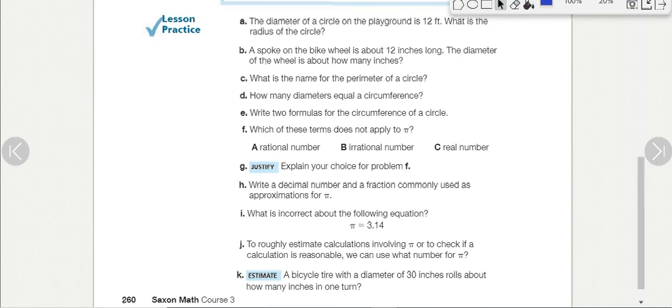How about you do A, C, E, F, and K. All right.